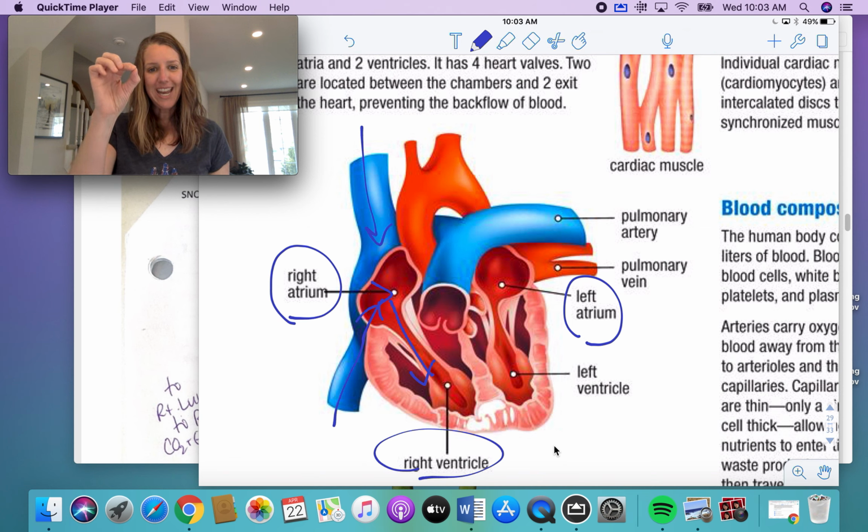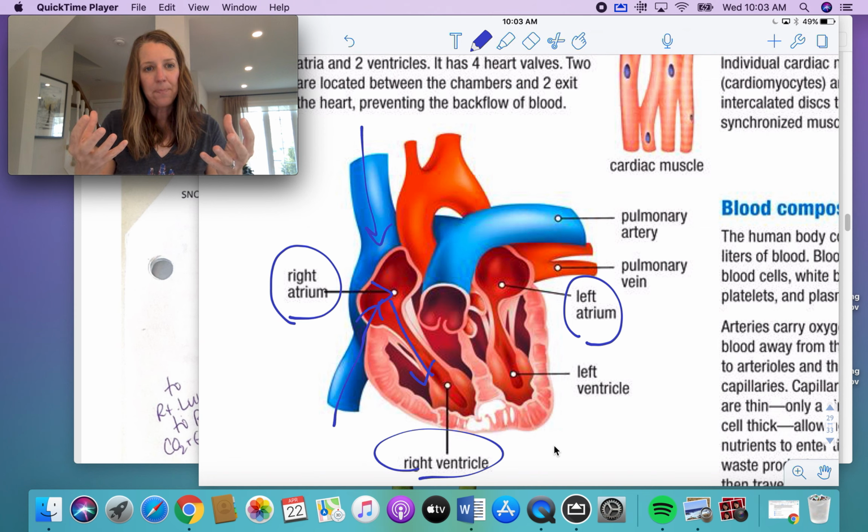So from the right atrium, there's a valve that controls the flow of blood. And when your heart pumps, the top 2 chambers contract and the bottom 2 chambers relax. And then the bottom chambers contract and the top 2 chambers relax. And as the chambers relax, they fill up with blood. And as they contract, that pushes the blood from one chamber to the next.